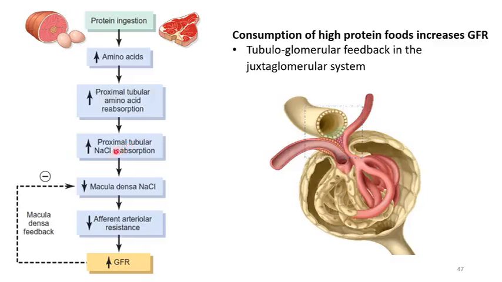So more sodium chloride will be reabsorbed in the proximal tubule, and less sodium chloride will reach the macula densa cells. And by reduced sodium chloride delivery, the compensating mechanism will be activated: the afferent arteriole will be dilated, and the efferent arteriole will be constricted, and GFR will be increased to correct the sodium chloride delivery to the macula densa cells.